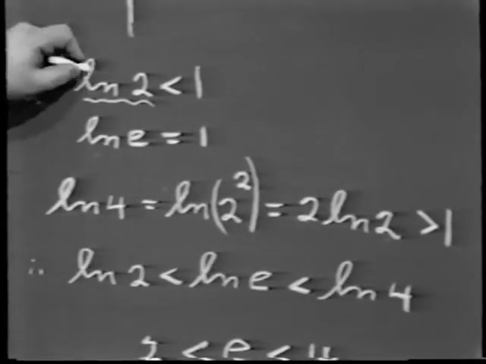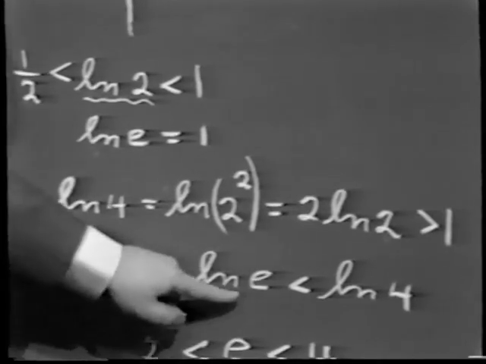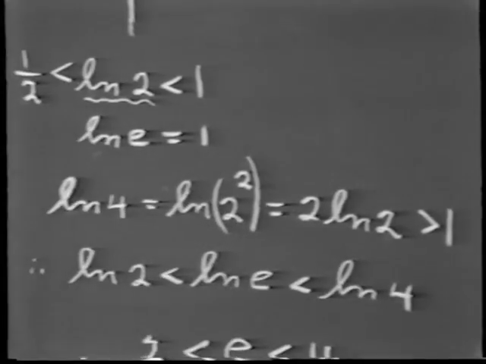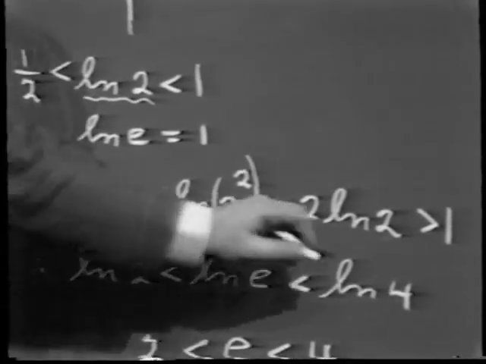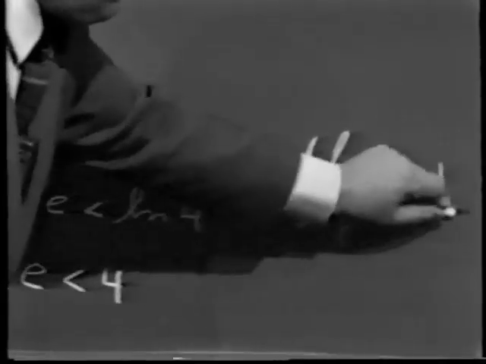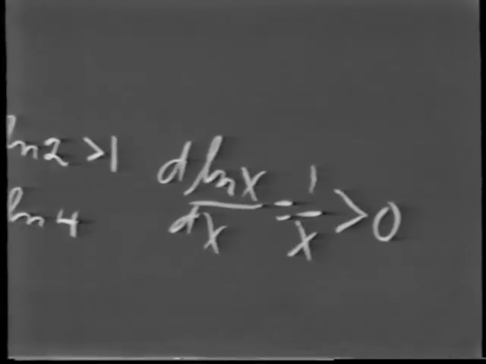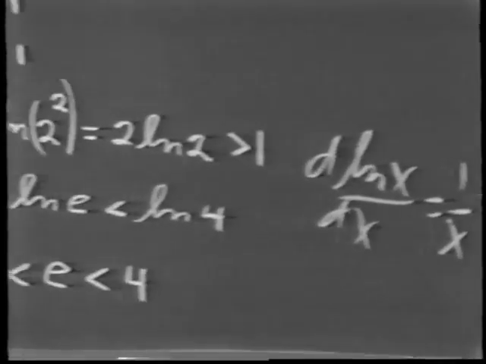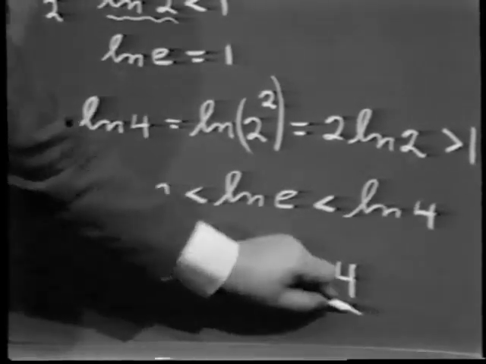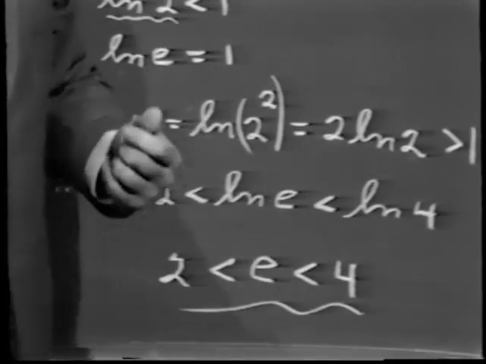In other words, if we put these 3 lines together, we have that the natural log of 2 is less than the natural log of e, which in turn is less than the natural log of 4. By the way, notice that since the derivative of log x with respect to x is 1 over x, and that's positive, log x is a 1-to-1 function. Therefore, if the log of 2 is less than the log of e, which is less than the log of 4, it follows that 2 must be less than e, which in turn must be less than 4.